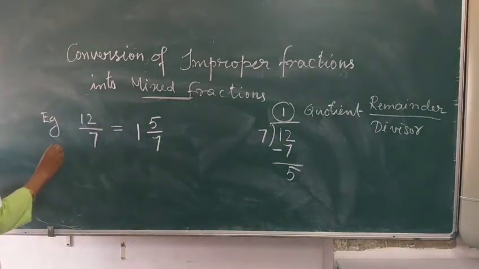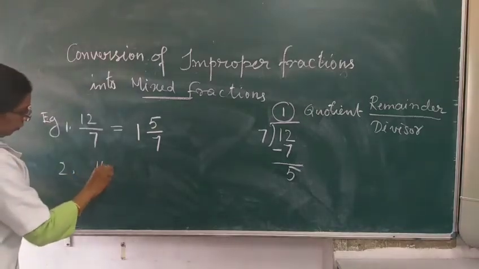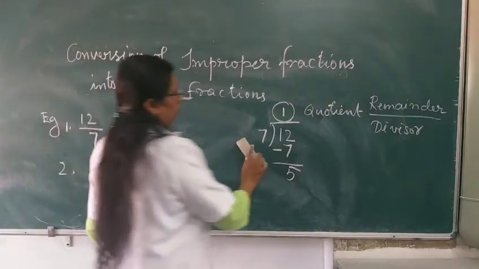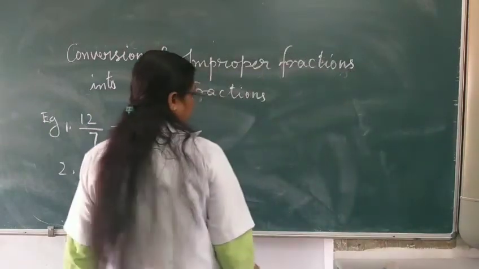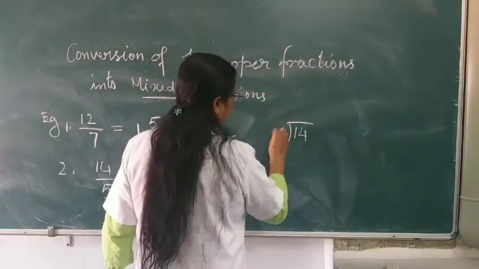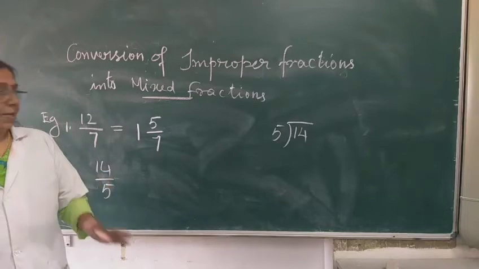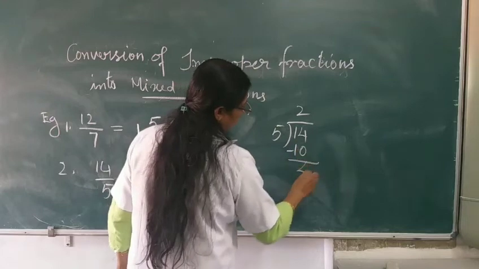Okay, second question. Example 2: 14 by 5. 14 is the numerator, 5 is the denominator. Let's divide 14 by 5 first. How many times? 1 times 5 is 5, 2 times 5 is 10, 3 times 5 is 15. That is greater, so it is 2 times. 2 times 5 is 10. Now 14 minus 10 is 4.